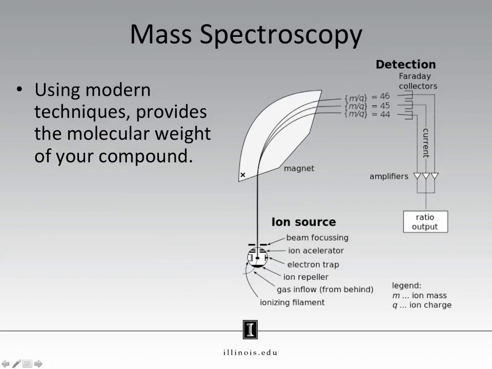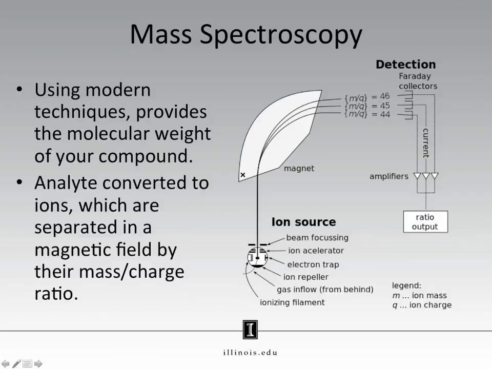Using modern techniques, mass spectroscopy allows us to determine the molecular weight of our mysterious compound. On the right side of the screen here, we have a general schematic of a mass spectroscopy instrument. How a mass spectroscopy experiment works is you take your analyte, the compound you are analyzing, and you convert it into ions, here in the ion source. You take your sample, you inject it into the instrument, and then the instrument converts it into ions.